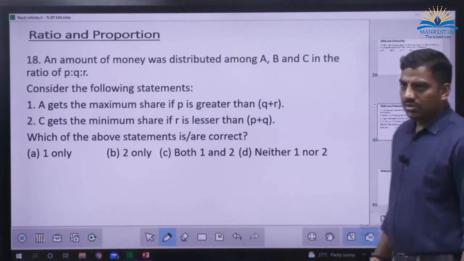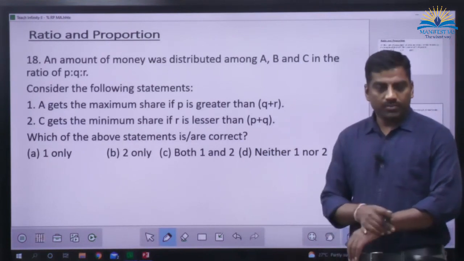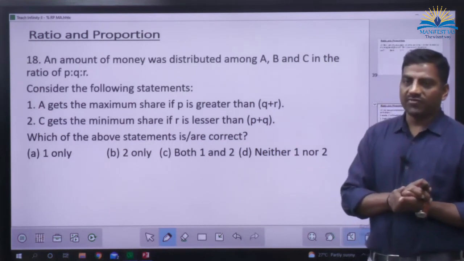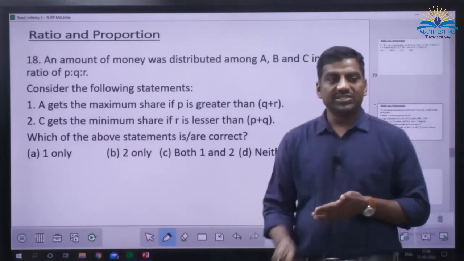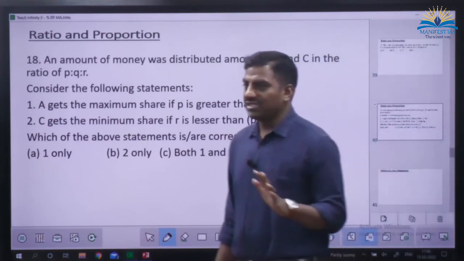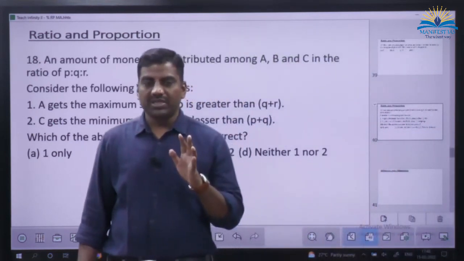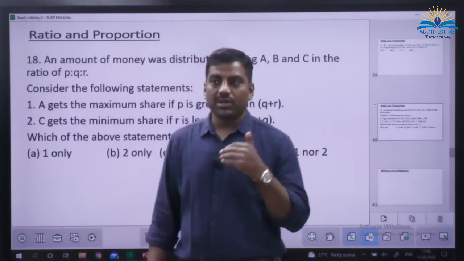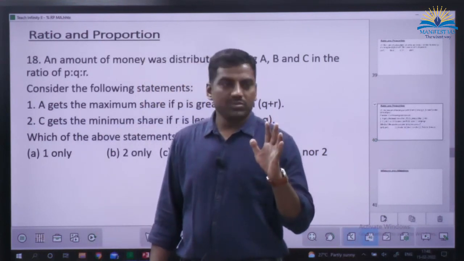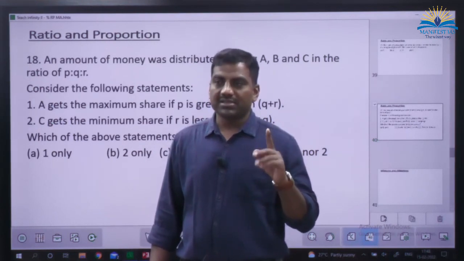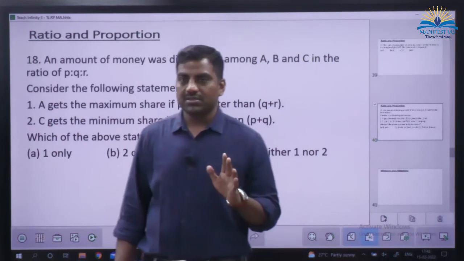We'll see. So in tomorrow's class, I'll take up these questions first. Then we'll move on to the application of ratio and proportion, that is mixtures and alligations. Mixtures and alligations is a very important chapter. There is one proper method that we have to learn. That method is applicable to every other problem. So we'll learn that one. And in mixtures and alligations, every year we are seeing questions.